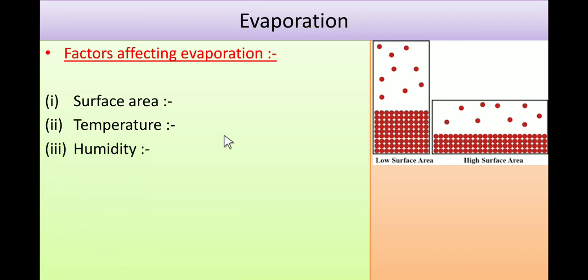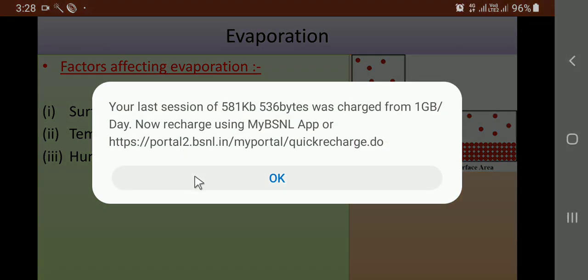Next, humidity. Humidity is the amount of water vapor present in air. The air around us cannot hold more than a definite amount of water vapor at a given temperature. If the amount of water in air is already high, the rate of evaporation decreases. This is why clothes dry faster on a dry day than on a wet rainy day. So if there is already more water vapor or humidity in air, evaporation takes place slowly.